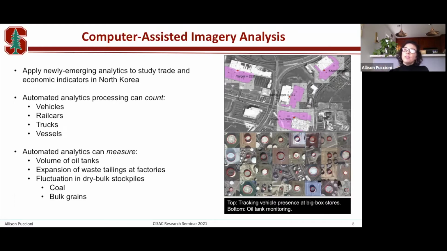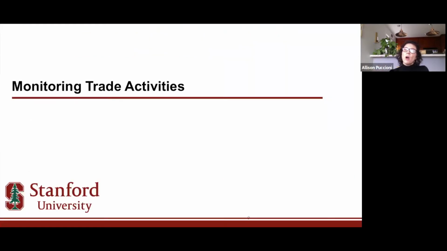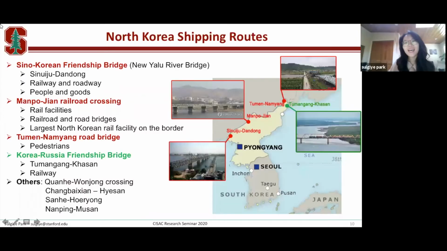So let's shift our attention to Soligi Park, who will present to you how we're using automated imagery analysis to better understand North Korea's trade relationship with its border nations. Thanks, Allison. So presenting from now on is a preliminary study that demonstrates the application of automated analytics to satellite images for monitoring trade activities in North Korea.